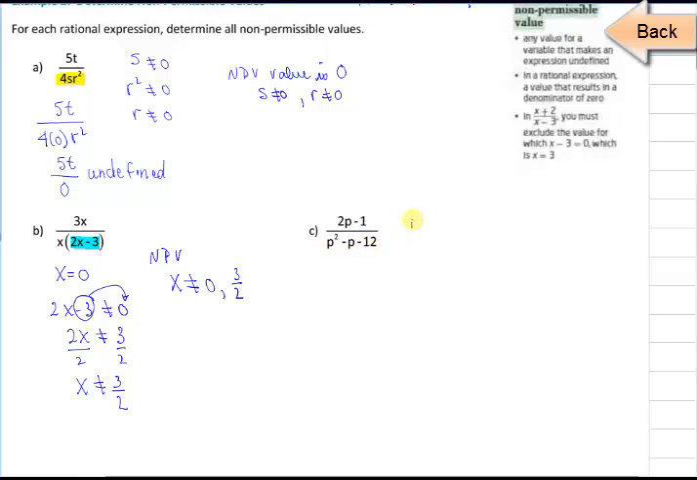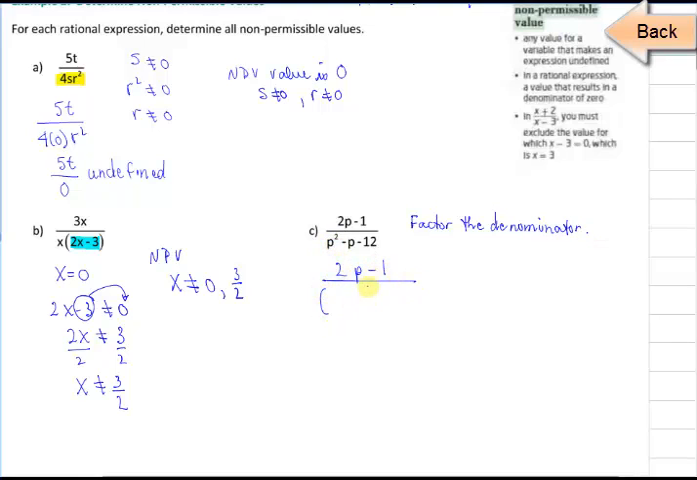In our third example, we are going to need to factor the denominator. Okay, so on this one we want to factor the denominator because we need to know what our factors are. And so I'll just leave the numerator the way it is.